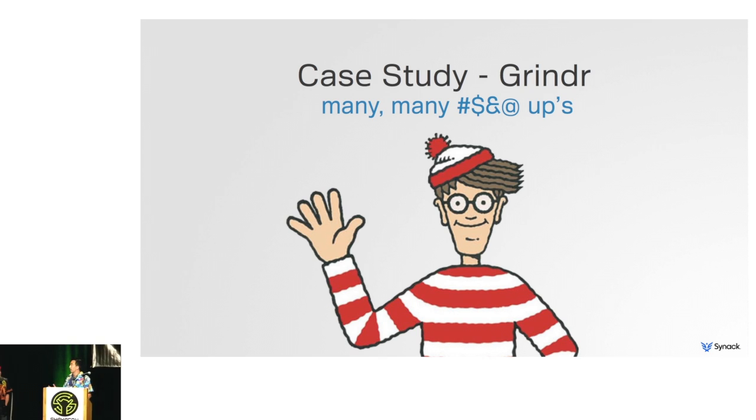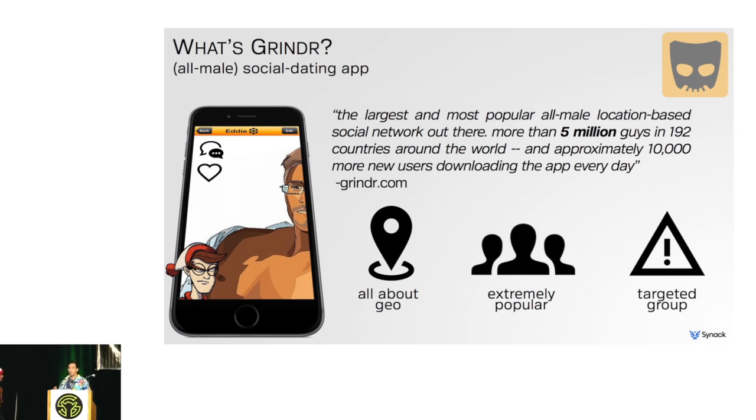So we surveyed a lot of applications out there and decided that one called GRINDR was the ideal candidate due to its ridiculously bad use of geo information. So what is GRINDR? According to their website, it's the largest and most popular all-male location-based social network out there. More than 5 million guys in 192 countries around the world, and approximately 10,000 more new users downloading the app every day. Bottom line, the app is based completely around knowing who's near you. It's extremely popular, and it caters to a demographic that has a history of being targeted. So we figured it'd be a good idea to take a look from a user privacy standpoint.